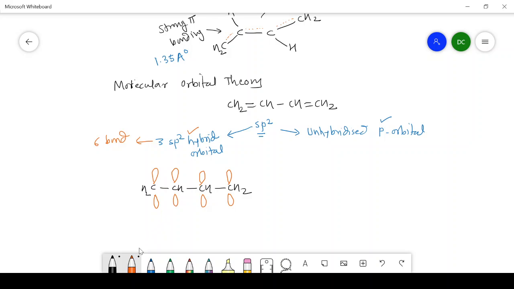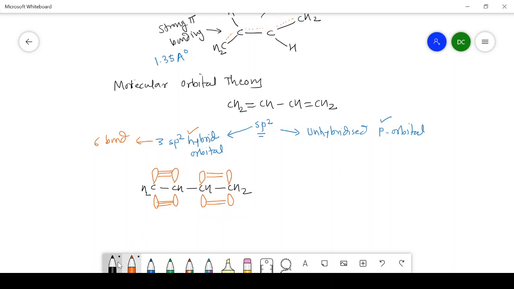Now these unhybridized p orbitals undergo overlap, and this overlap is sidewise. They overlap like this. These also overlap, and these also overlap. It is the pi bond formation in 1,3-butadiene. Here we know that CH2 double bond CH. In this way, pi bond formation takes place.